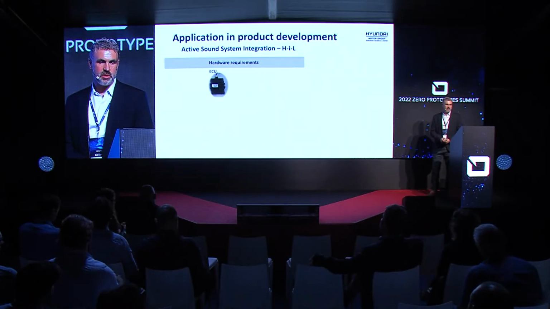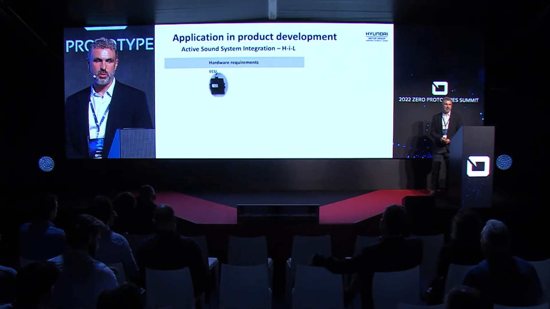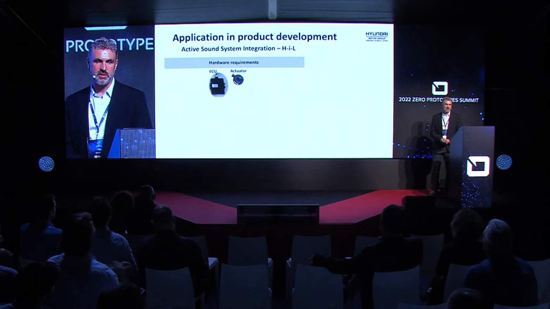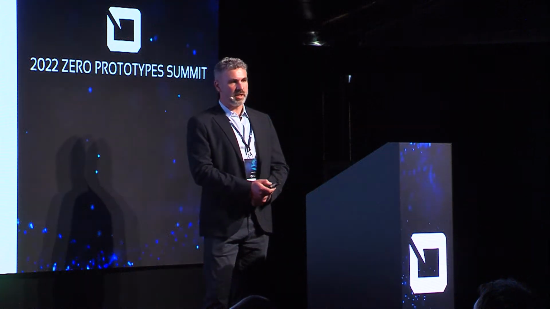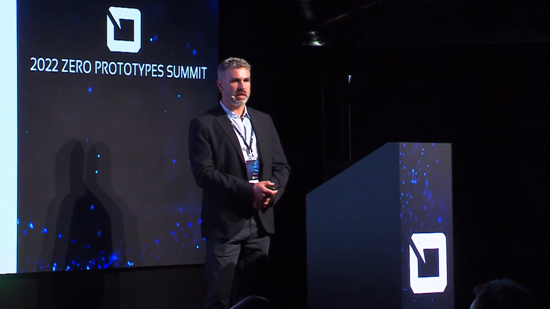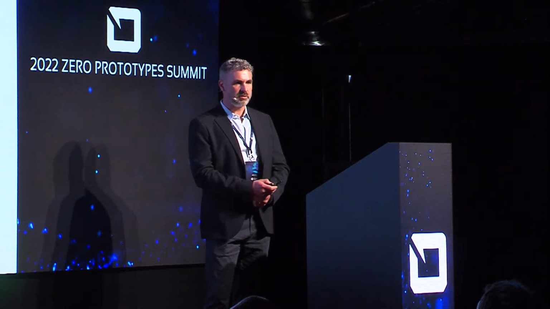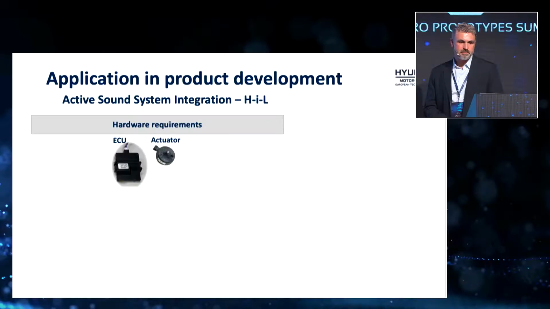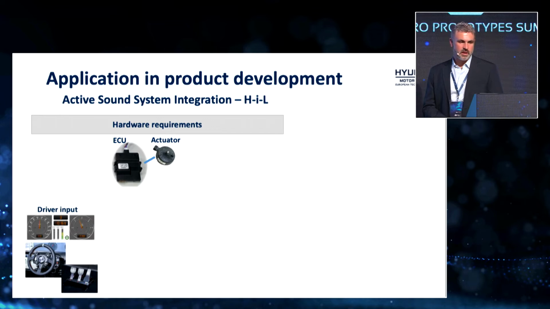Here I'll just show you a little bit about the hardware that we use in our HIL system. We start with an ECU, which is, let's say, the core of the active sound system. In this example, we have an actuator that's mounted on the bulkhead of the car and radiates the sound into the car through the windscreen. Of course, the ECU drives the actuator. The ECU then needs the vehicle data, and in the case of the simulator, we have a driving simulator model.